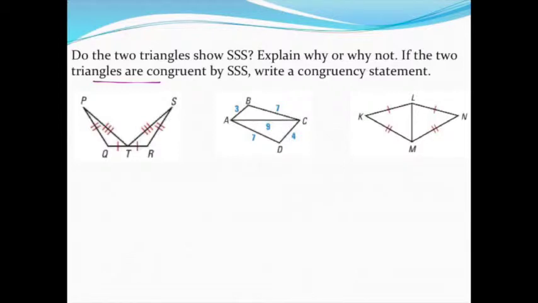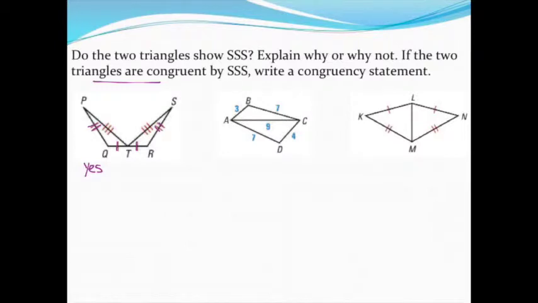So in our first set of triangles, I can see that because of tick marks, I do have all three pairs of sides matched up. Side QT is congruent to side TR, side PQ is congruent to side SR, and side PT is congruent to side ST. And so yes, this first picture is an example of side, side, side. And when I want to explain why, I would just write out what I just said. QT is congruent to TR and so on.